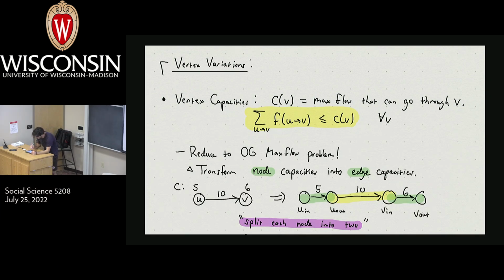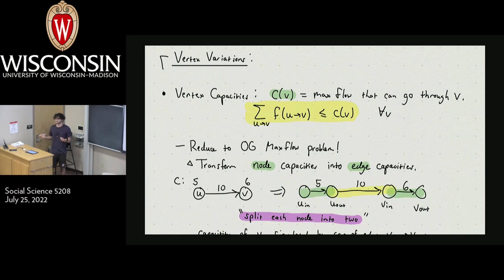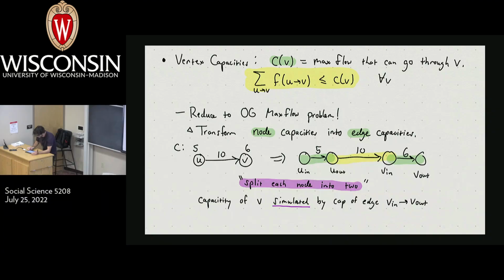So in particular, we'll have these functions, C of V, the capacity for a node. And this is the maximum amount of flow that can go through V. So that's going into V and leaving V, but because of conservation, it's the same thing. So the total sum of flow entering V can be at most C of V. So now we want to resolve the max flow problem with this new added constraint. And we can do it just by reducing to the original max flow problem. So how are we going to do this?